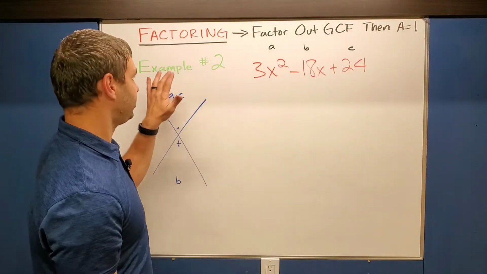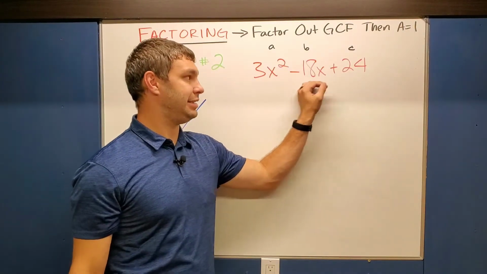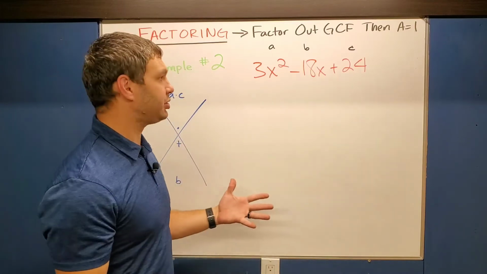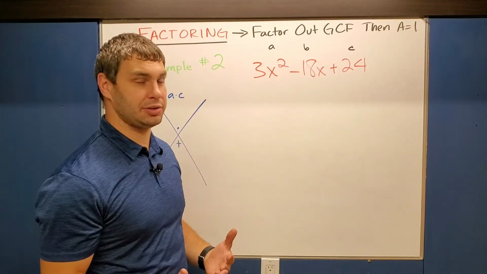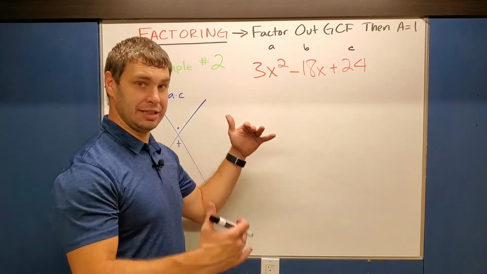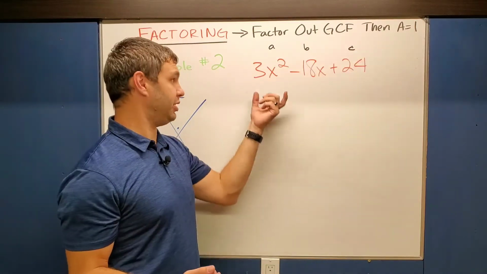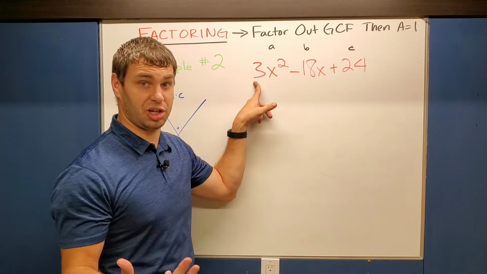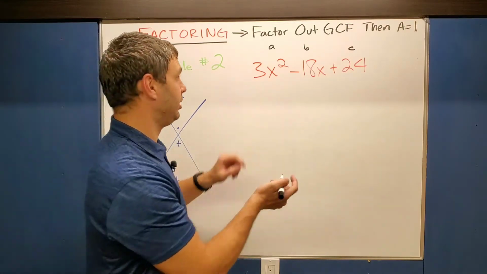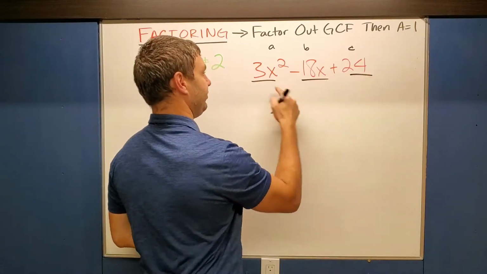Another one here, example 2, says 3x squared minus 18x plus 24. It looks like the GCF I can take out of this one is going to be 3. Remember, when I do the division, if it's going to end up as an A equals 1, you have to divide by whatever that coefficient is in front of your A term. So all of these, we're going to be dividing by this number.